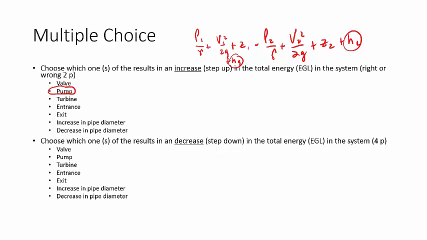And then the other thing is, as you decrease the diameter, you increase the velocity. So in terms of total energy, a decrease in pipe diameter will do that. Now whenever we look at what would decrease the total energy, we have valves, we can have a turbine, we can have an entrance, an exit, and then if we increase the pipe diameter, then you get a decrease in total energy.